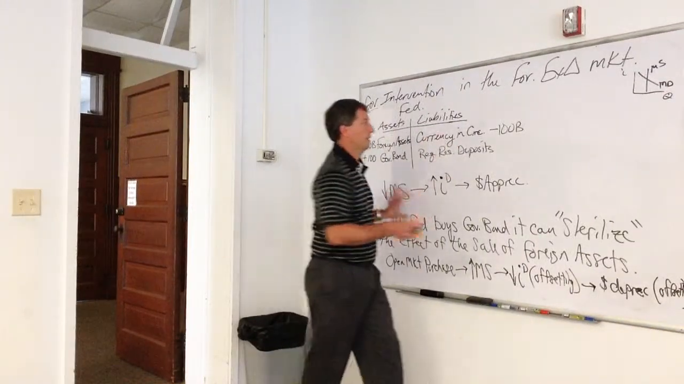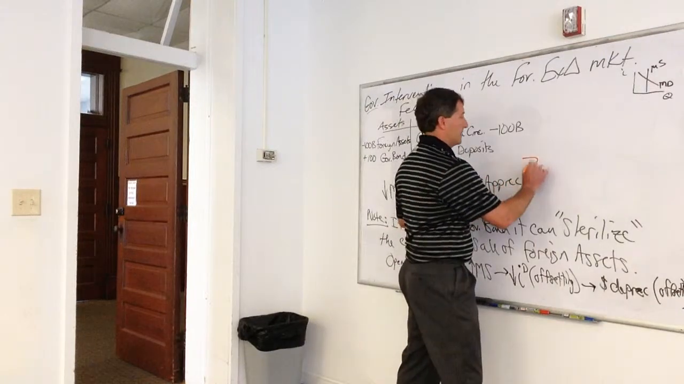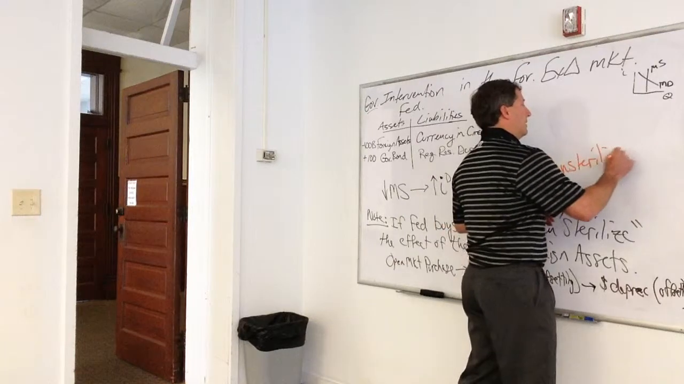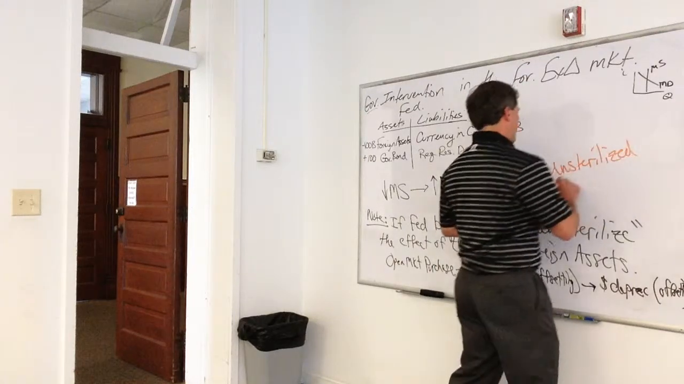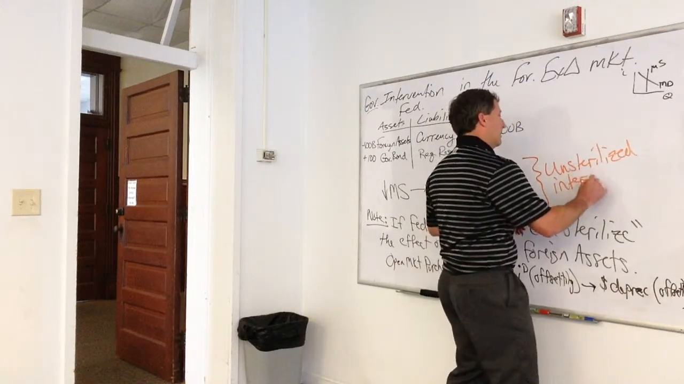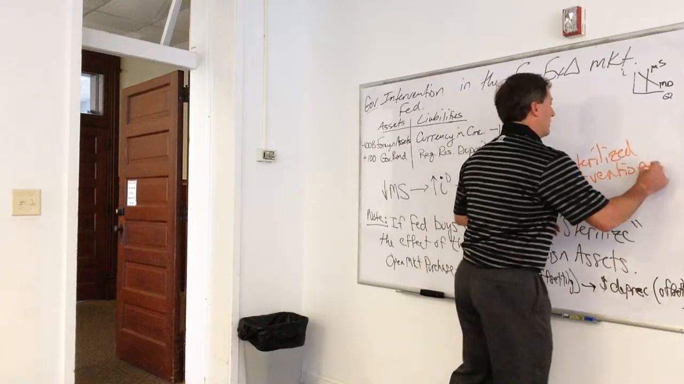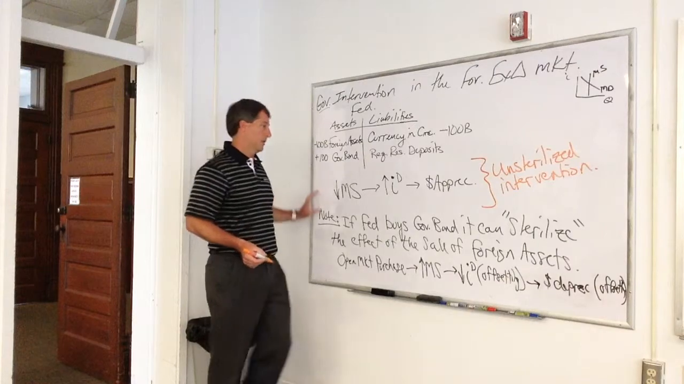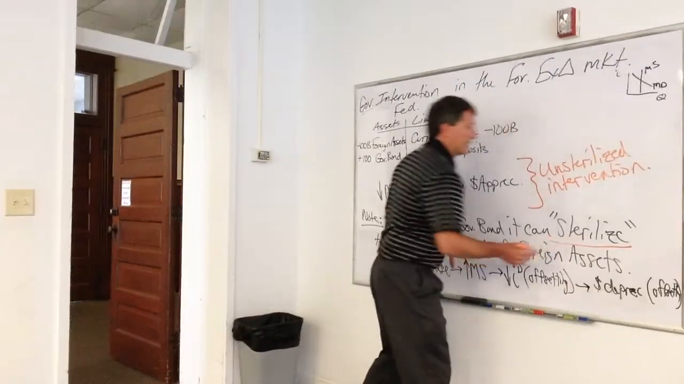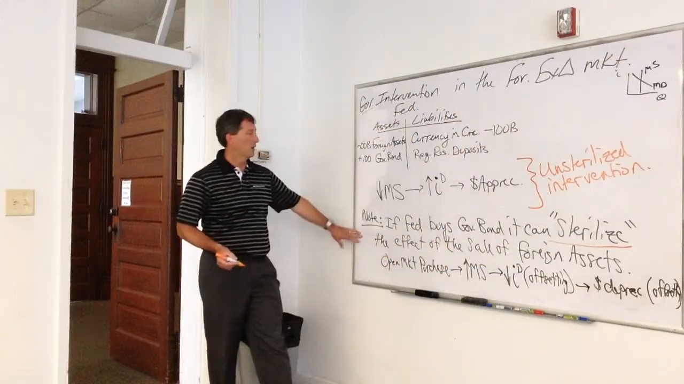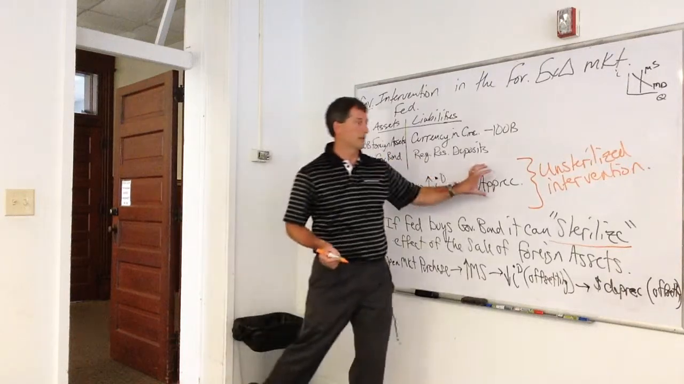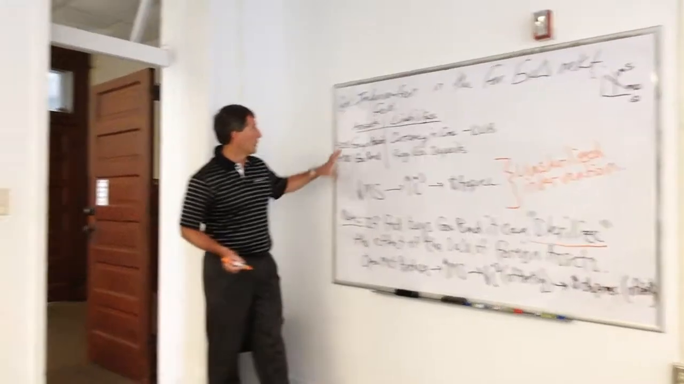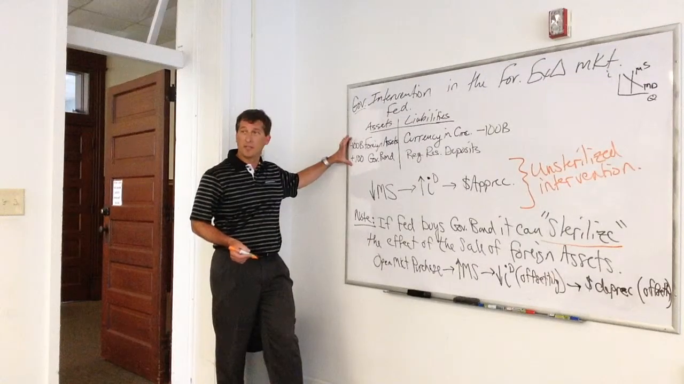So this effect here is an unsterilized intervention. And by making this offsetting move, we've sterilized the effect in the foreign exchange market, but we have effectively rearranged the Fed's balance sheet.